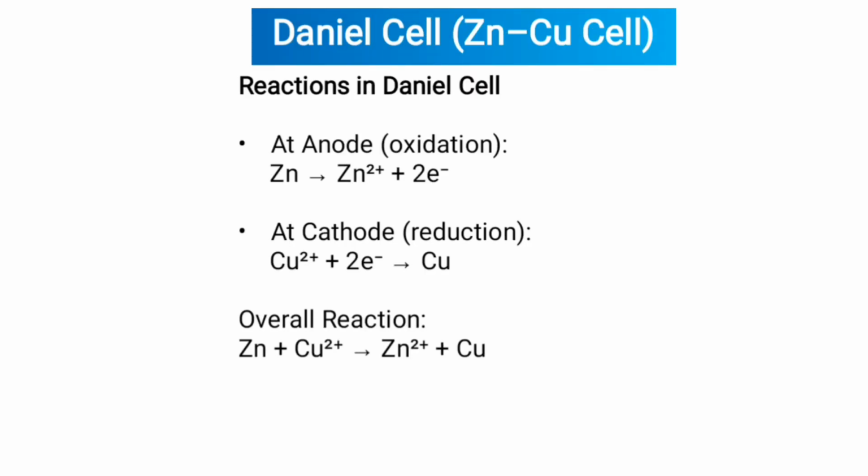Now, reaction in Daniell cell. At anode, oxidation takes place. Zinc gives zinc ion plus 2 electrons. At cathode, reduction takes place. Copper ion accepts 2 electrons, gives copper. Overall reaction is zinc plus copper ion gives zinc ion plus copper.